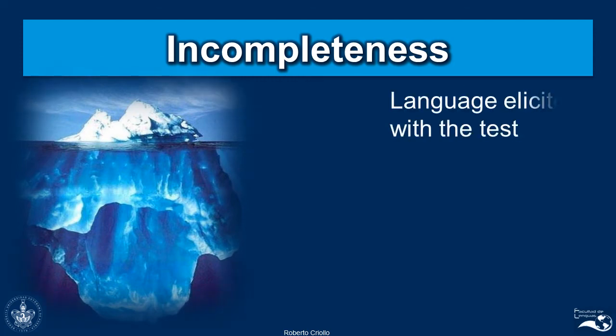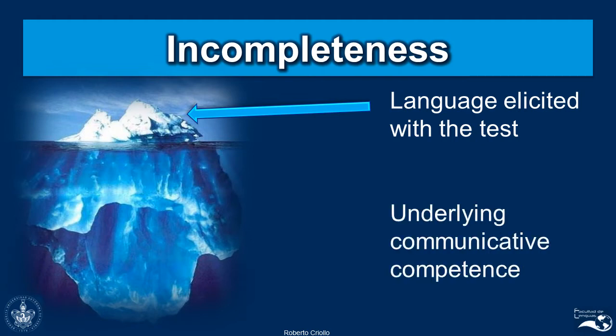And we can illustrate incompleteness by the typical iceberg picture. This is like a sample that we elicit with a test. That means the questions, the answers that the test taker gives. And then of course there is an underlying communicative competence that we cannot see, because we cannot have a test that is long enough to test all of a person's linguistic and communicative competence.